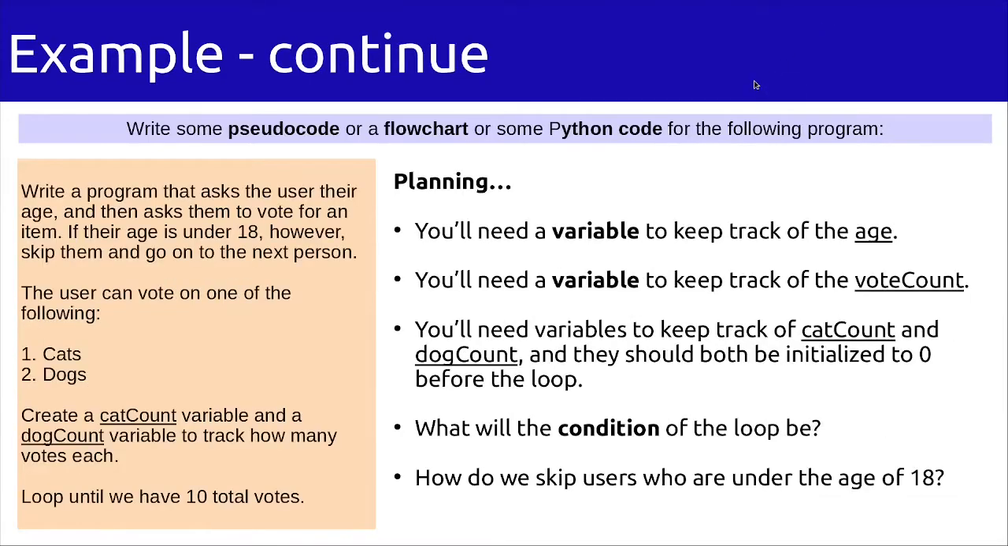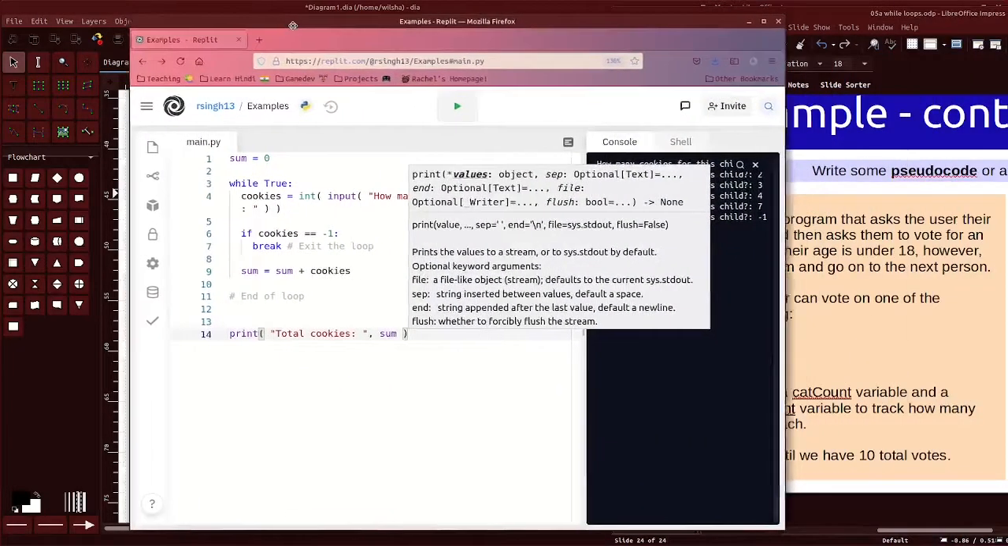Okay, another example where we can use continue. Let's say we're writing a little voting machine and it asks the user their age before we let them vote. If they happen to choose an age that is under 18, we're going to skip them and basically go to the next person. So we want to have 10 total votes. They can choose cats or dogs as what they're voting for, and we'll keep track of how many votes for cats versus how many votes for dogs.